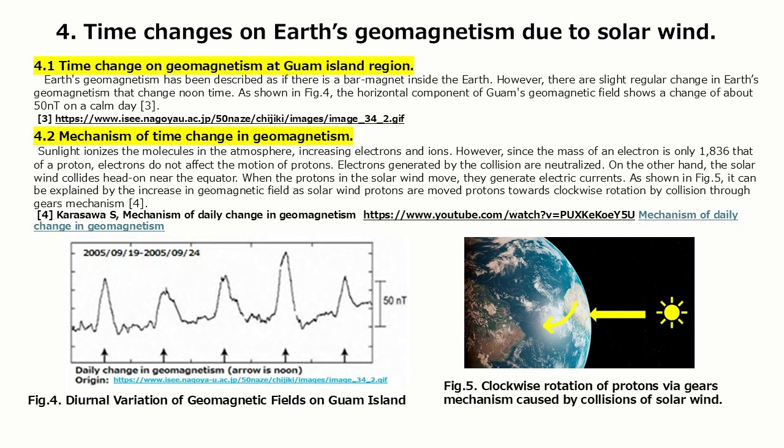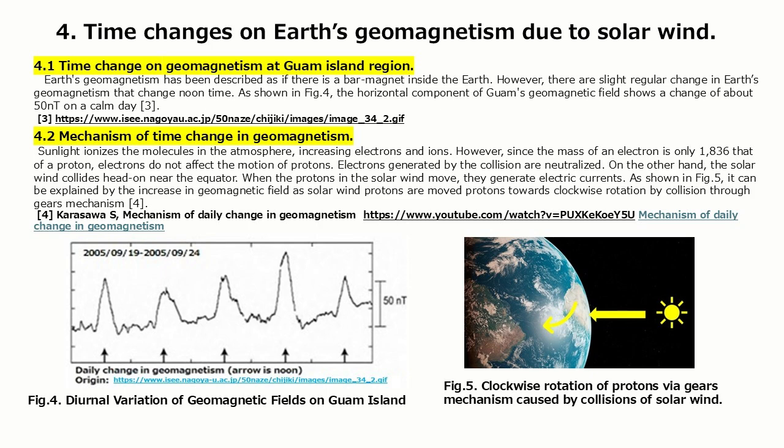Time changes in Earth's geomagnetism due to solar wind. Time change in geomagnetism at the Guam Island region. Earth's geomagnetism has been described as if there is a bar magnet inside the Earth. However, there are slight regular changes in Earth's geomagnetism that vary with time of day. As shown in Fig. 4, the horizontal component of Guam's geomagnetic field shows a change of about 50 nanotesla on a calm day. Mechanism of time change in geomagnetism.